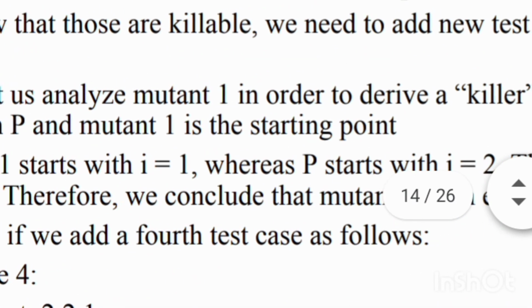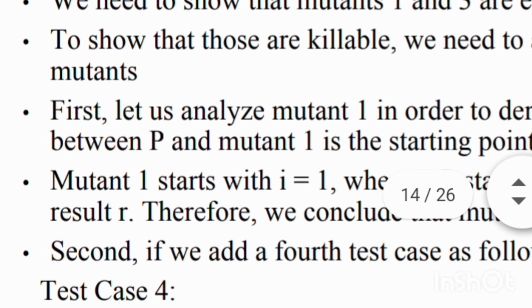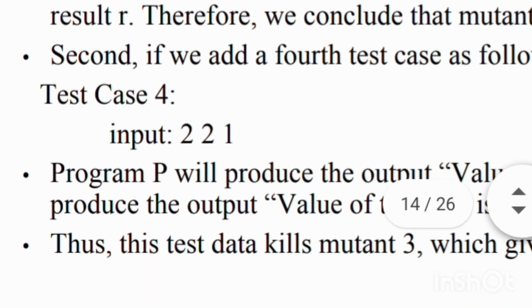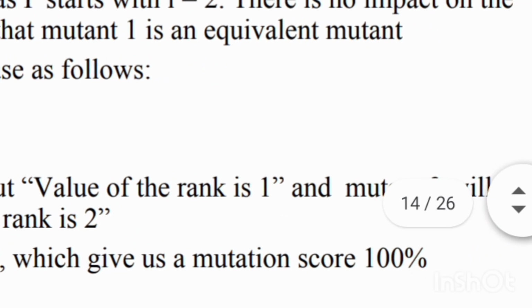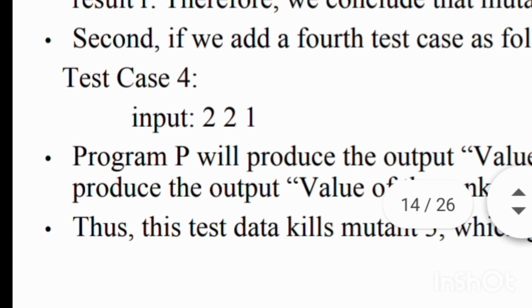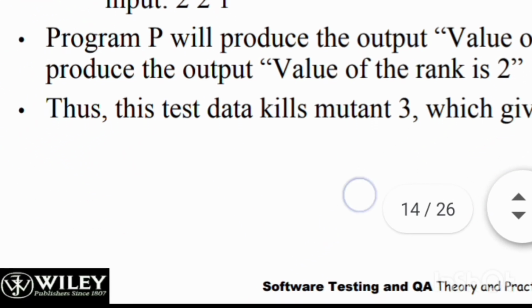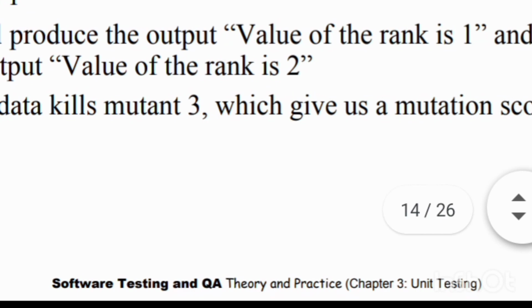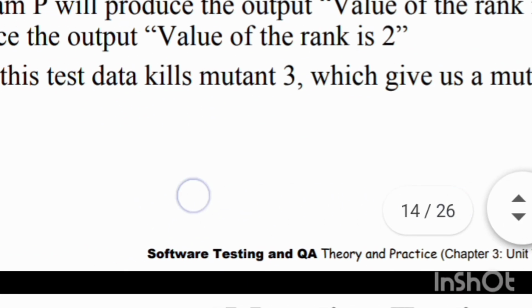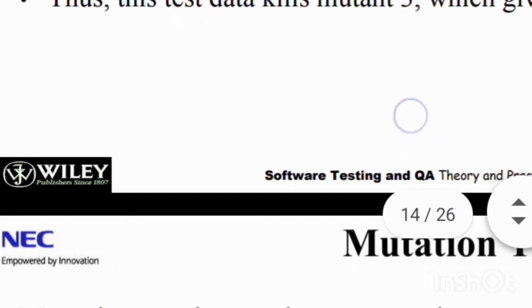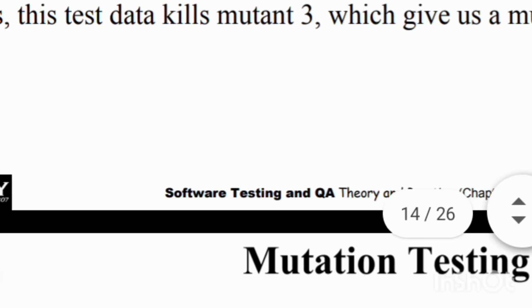To show that those are killable, we need to add new test cases to kill these two mutants. First, let us analyze mutant 1 in order to derive a killer test. The difference between P and mutant 1 is the starting point. Mutant 1 starts with I equals 1, whereas P starts with I equals 2. There is no impact on the result R. Therefore, we conclude that mutant 1 is an equivalent mutant.